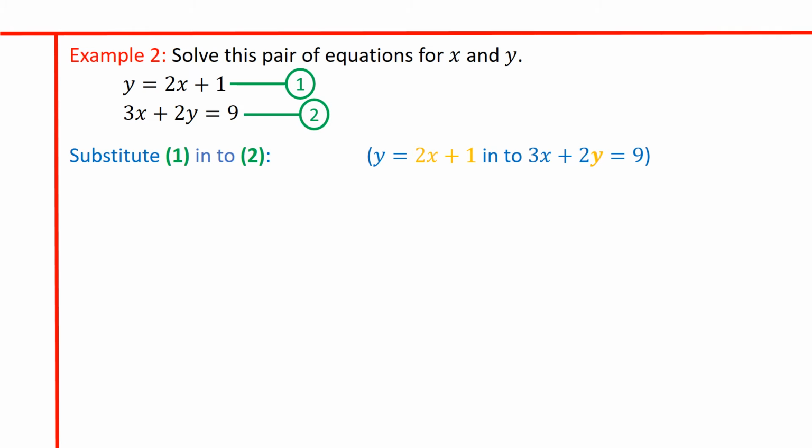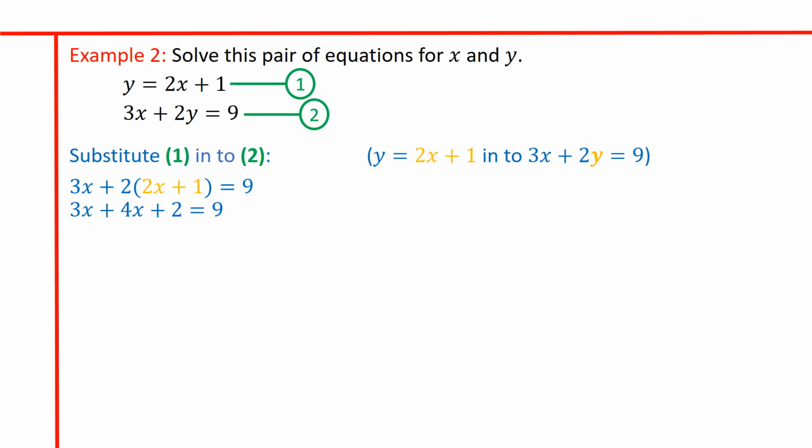So let's sub 1 into 2. So I've just highlighted it again there for you. And this is your first step of working out. So I've just replaced that y with the subject of y in equation 1. So our first step here is to follow BODMAS, and we need to expand our brackets. So 2 times 2 gives us 4x, and 2 times 1 is 2.